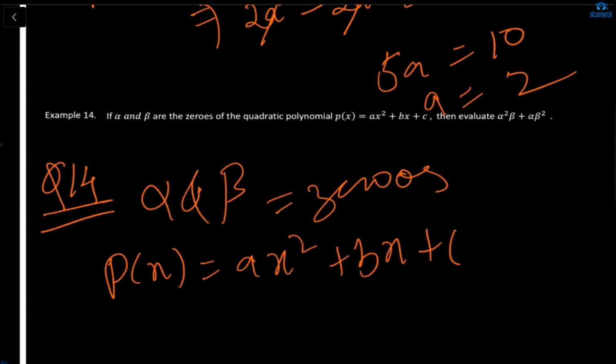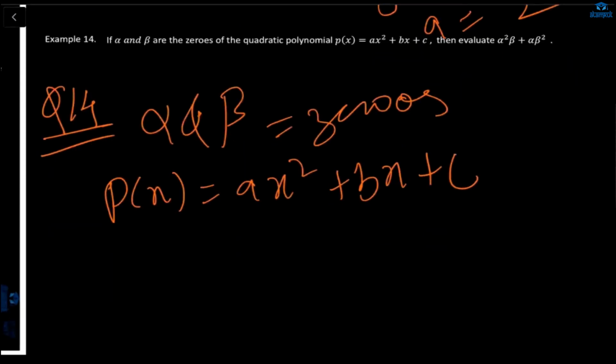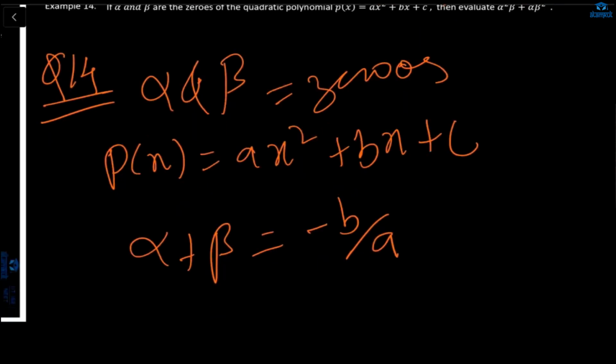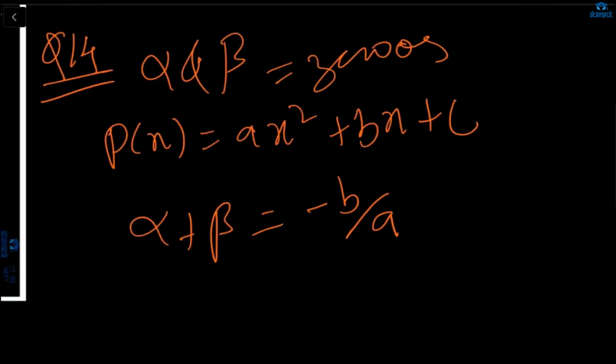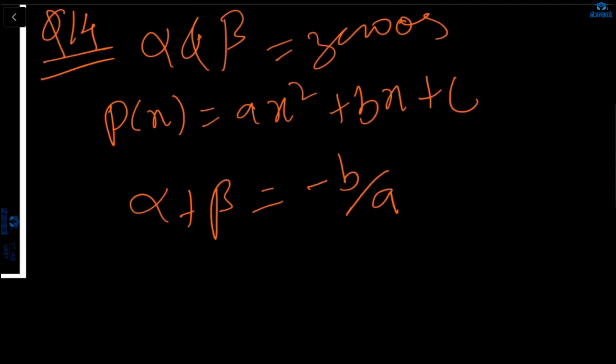Now we know the relationship. We know the sum of the zeros and the product of the zeros. The sum of the zeros, alpha plus beta, is equal to minus b by a for a quadratic polynomial. And you can see this is a quadratic polynomial, since the highest power is 2. The sum of the zeros is equal to minus b by a, that is minus the coefficient of x over the coefficient of x square. And the product of the zeros is equal to c by a, that is the constant term by the coefficient of x square.